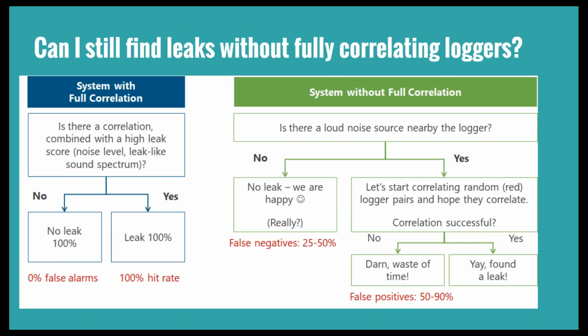The question of can I still find leaks without fully correlating, the answer is yes. But the correlating loggers are good in that you can deploy them with minimal staff. They can collect a lot of data in a short amount of time. Clients that we talk to about using correlating loggers, if they make an investment of, let's say, 50 loggers, staff can go out, set them on Monday, pick them up Tuesday, reset them, and continually get through entire quarter sections in a couple days.